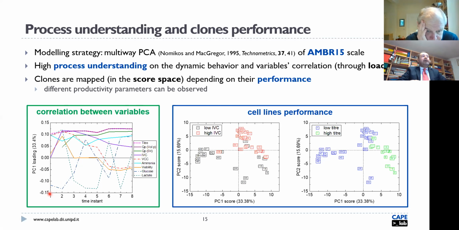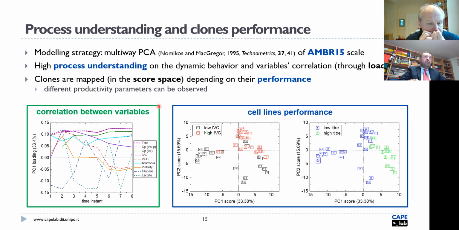Some other variables are entirely related. For example, you can see this dash-dot line indicating the glucose trend, which is the opposite of this dashed line, which is lactate. In this case, this means that when we feed glucose and the glucose is available in the culture, there is a certain well-being of the cell lines, and the lactate is low. While when the glucose is scarce, there is a suffering of the cell lines, and the lactate increases.